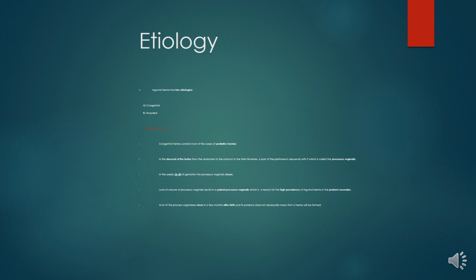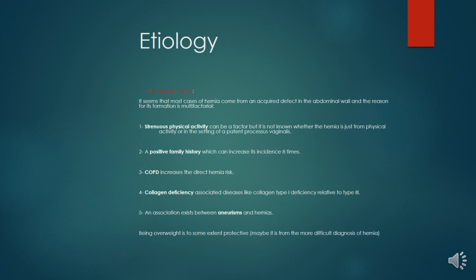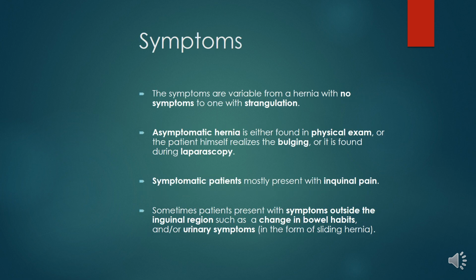So the etiology: it could be acquired or congenital. The congenital hernia accounts for most cases of pediatric hernias. Acquired hernia comes from an acquired defect in the abdominal wall, and the reason for its formation is multifactorial: exercise, positive family history, COPD, collagen deficiency, and association with aneurysms.